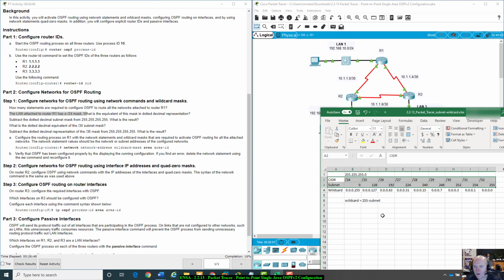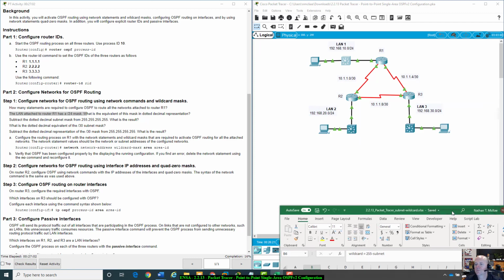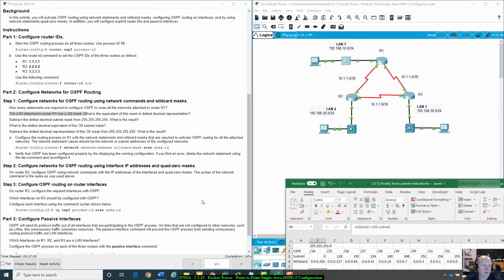All right, but wildcard mask equals 255 minus your subnet, and whatever you're left over with is what you put down for your wildcard. And we're just going to assume that we have a class C address. All right, so that answers that.